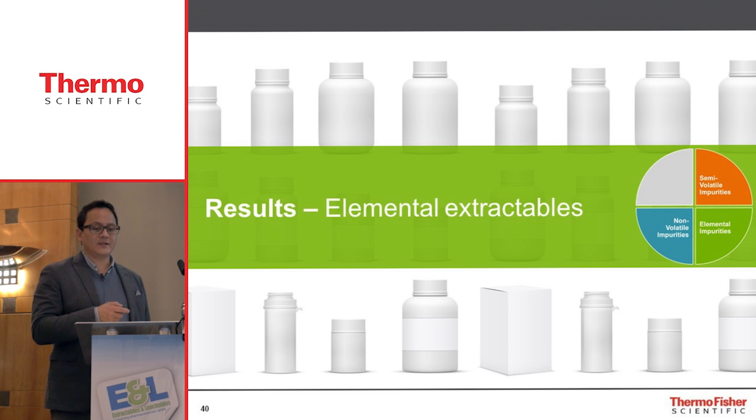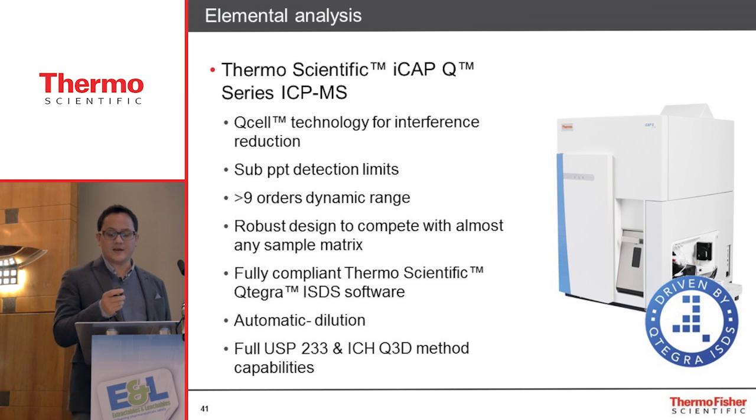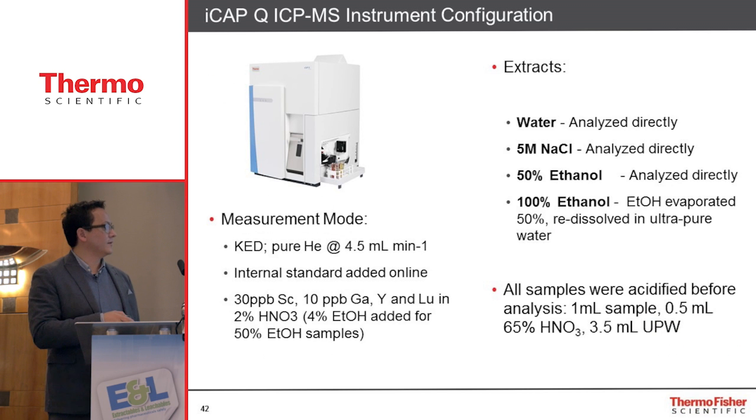Then we took a look at the elemental analysis, so the metals within the same samples. We took the samples and analysed them by quadrupole-based ICP-MS. This is our Thermo Scientific iCAP-Q series ICP-MS instrument. It comes together with a fully compliant software tool called Qtegra. It also has inbuilt reporting and QA and QC checking capabilities that can be automated within the software for USP, or the USP guidelines in draft for 232, 233, and the ICH Q3D guidelines.